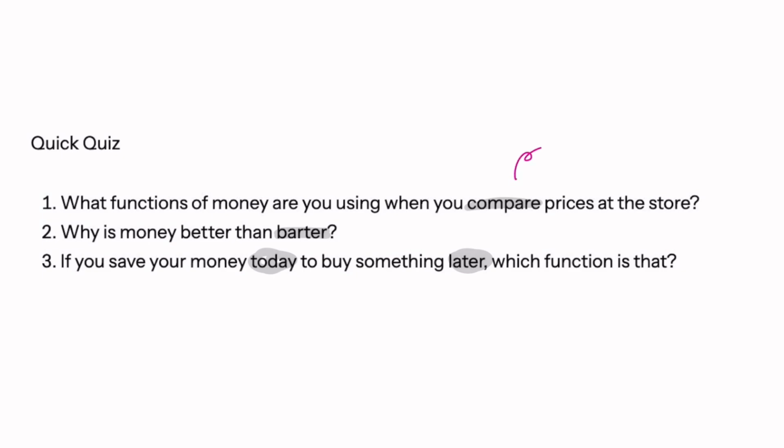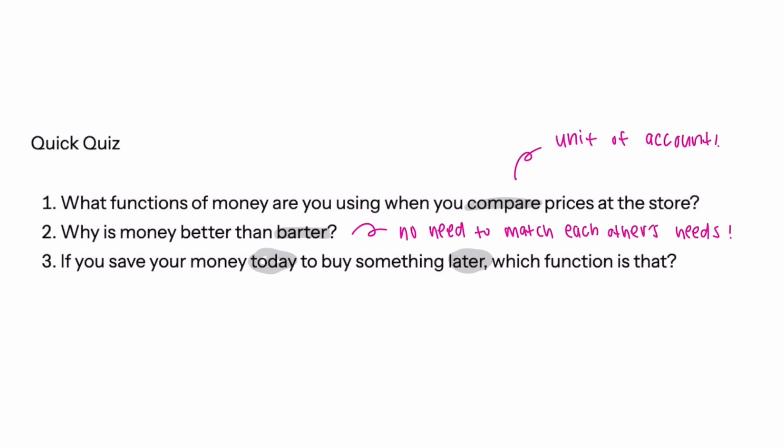So first, the function of money that allows us to compare prices at the store is unit of account. And the reason money is better than barter is because we now do not have to match each other's needs for a trade to happen. And lastly, if we save your money today to buy something later, the function of money that it is displaying is standard or deferred payment.